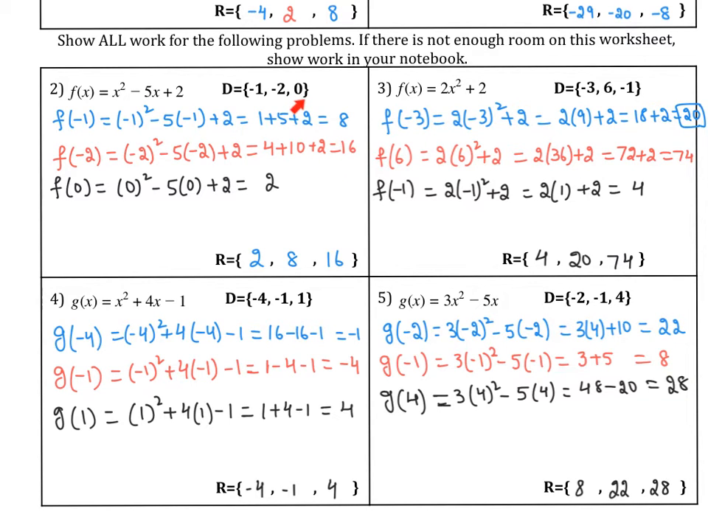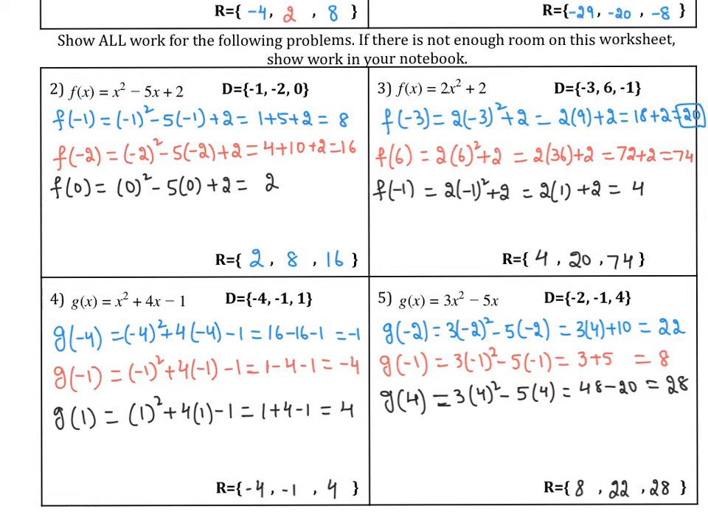Then you're going to use 0 for the x value and plug it in for x. You're going to get 0 squared minus 5 times 0 plus 2, and these two terms become 0, and you're going to get the answer as 2. Write it in order from least to greatest. So it's going to be 2, 8, 16.